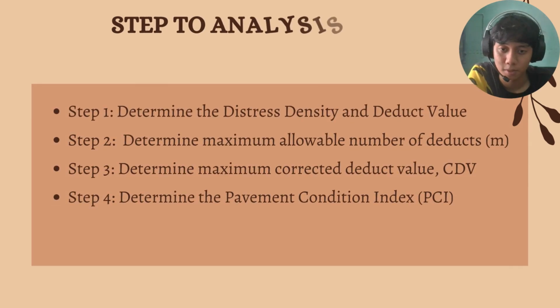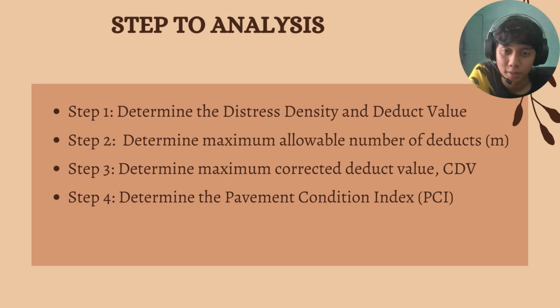The steps we do in this analysis are: the first one is to determine the distress density and deduct value, and then we determine the maximum allowable number of deducts, or M, and then we determine the maximum corrected deduct value, or CDV, and finally we determine the pavement condition index.